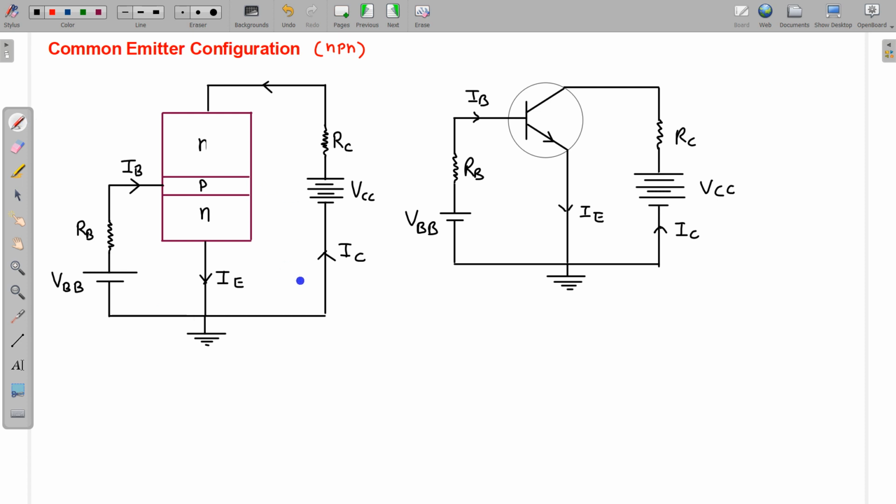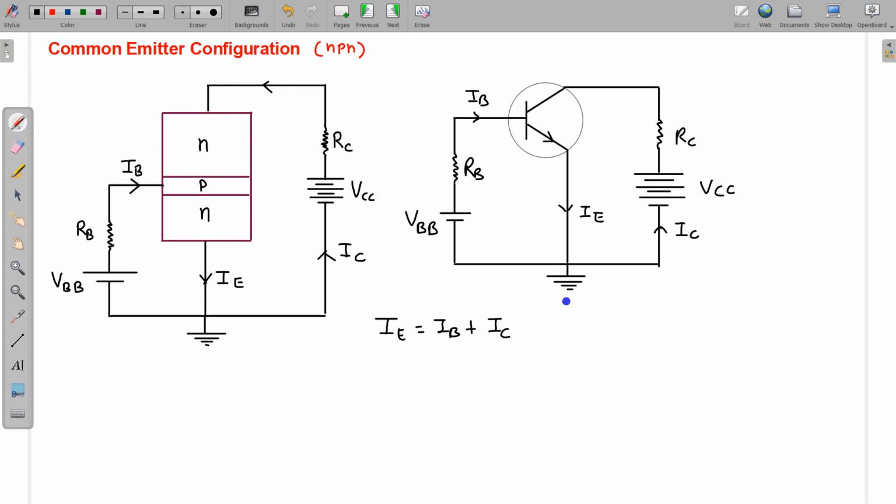So I can write this equation for the circuit: IE is equal to IB plus IC. As we have discussed, the emitter emits charge carriers which reach the base and are collected by the collector. Most of the charge carriers emitted by the emitter will reach the collector, and some of them will leave through the base, and that constitutes the base current. Whatever charge carriers reach the collector make up the collector current.